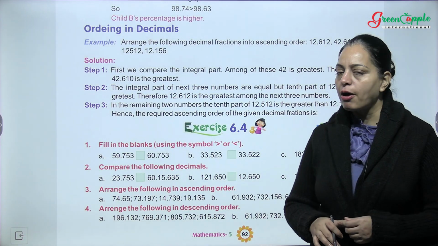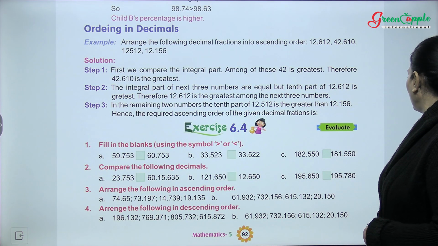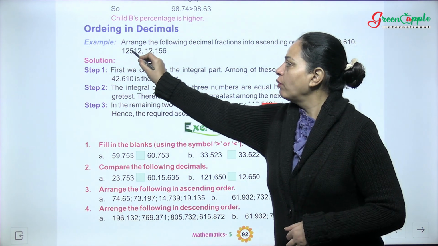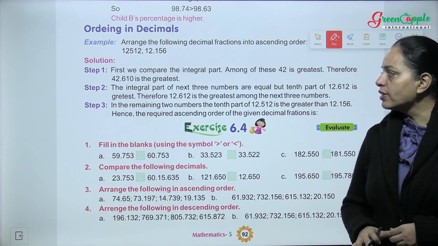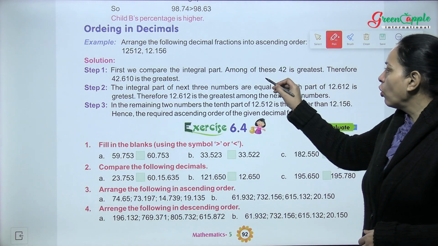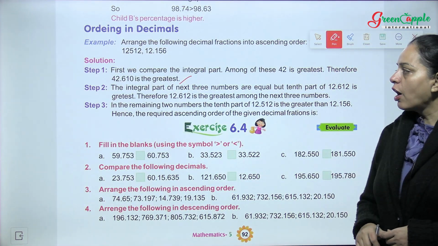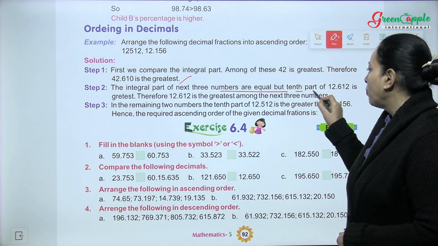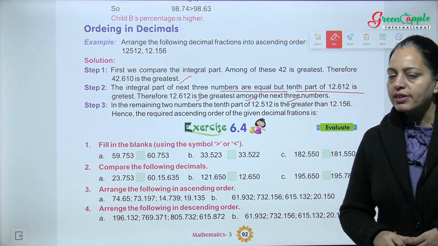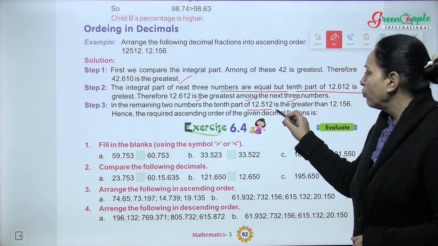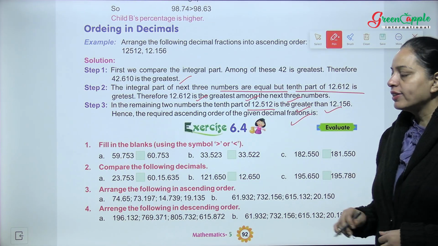Now ordering in decimals. Example, arrange the following decimal fractions into ascending order like 12.612, 42.610, 12.512 and 12.156. So we have to compare the numbers. So first compare the integral part, means whole part. So among these 42 is greatest, so therefore 42.610 is the greatest number. Now step 2, the integral part of the next three numbers are equal, but the 10th part of this is greatest. So this is the greatest among the next three numbers, right? Now in the remaining two numbers, the 10th part of this is greater than 12.156. So this is greater than. So you can write now ascending order.